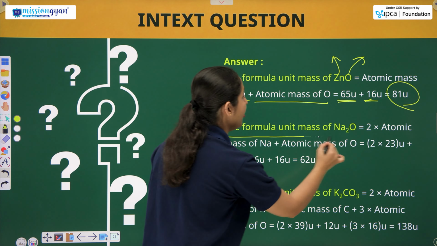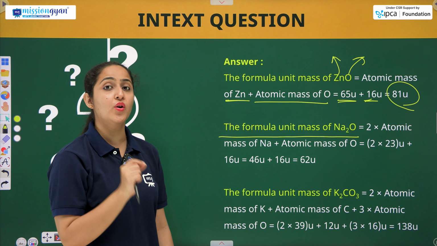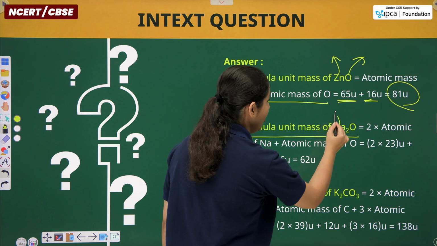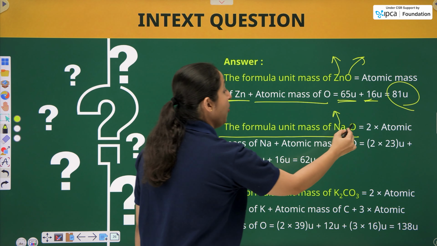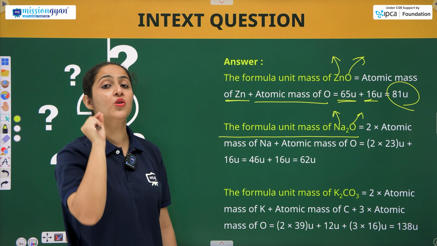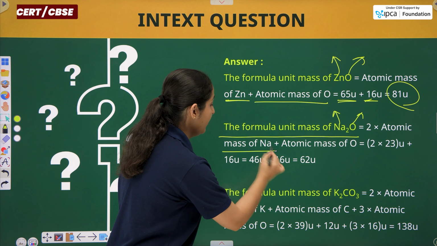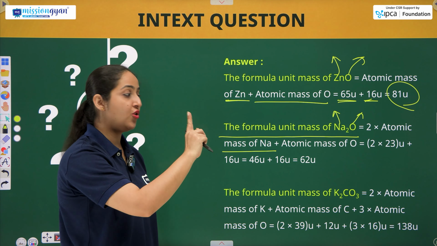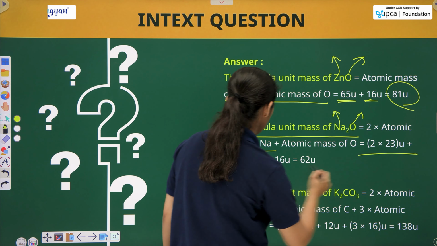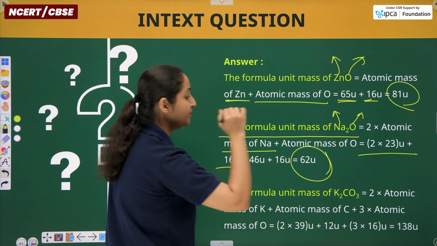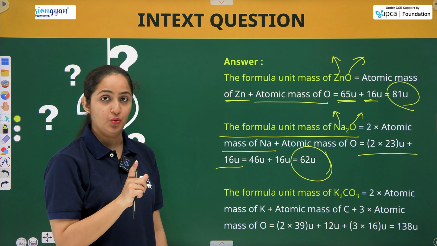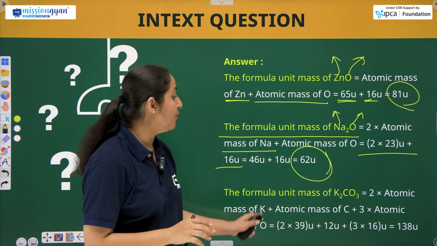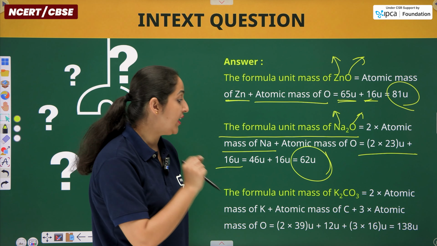Let's see the next one, formula unit mass of sodium oxide. 2 atoms of sodium, 1 atom of oxygen. So 2 into the atomic mass for sodium and 1 oxygen, so we'll add the atomic mass for oxygen. So 2 into 23 plus 16, which gives you 62U. Got it, students?